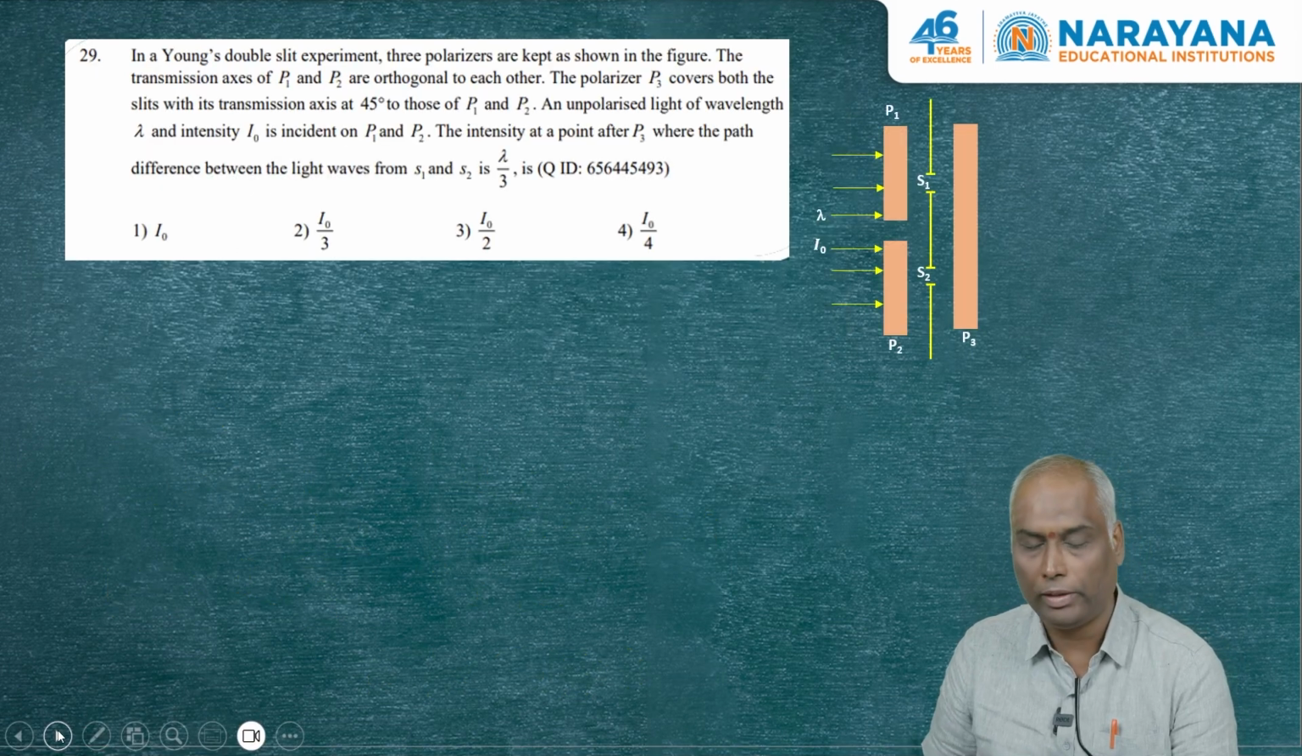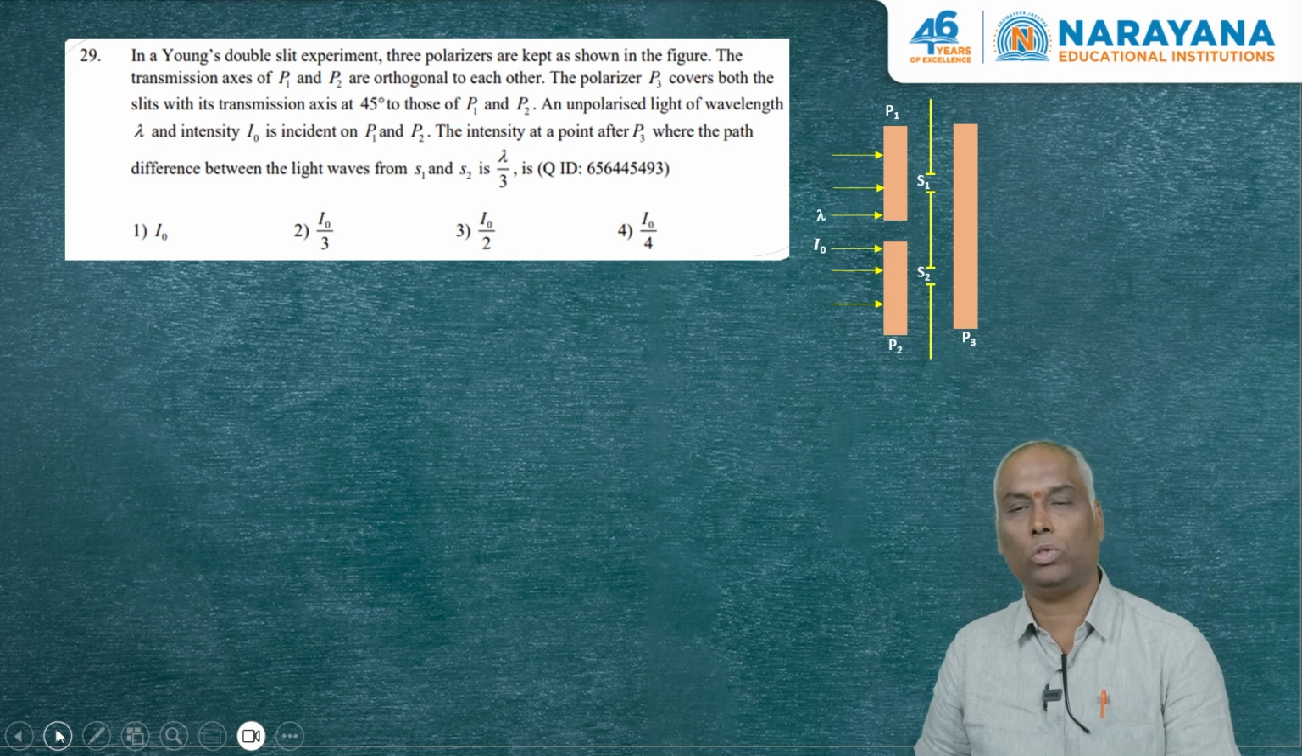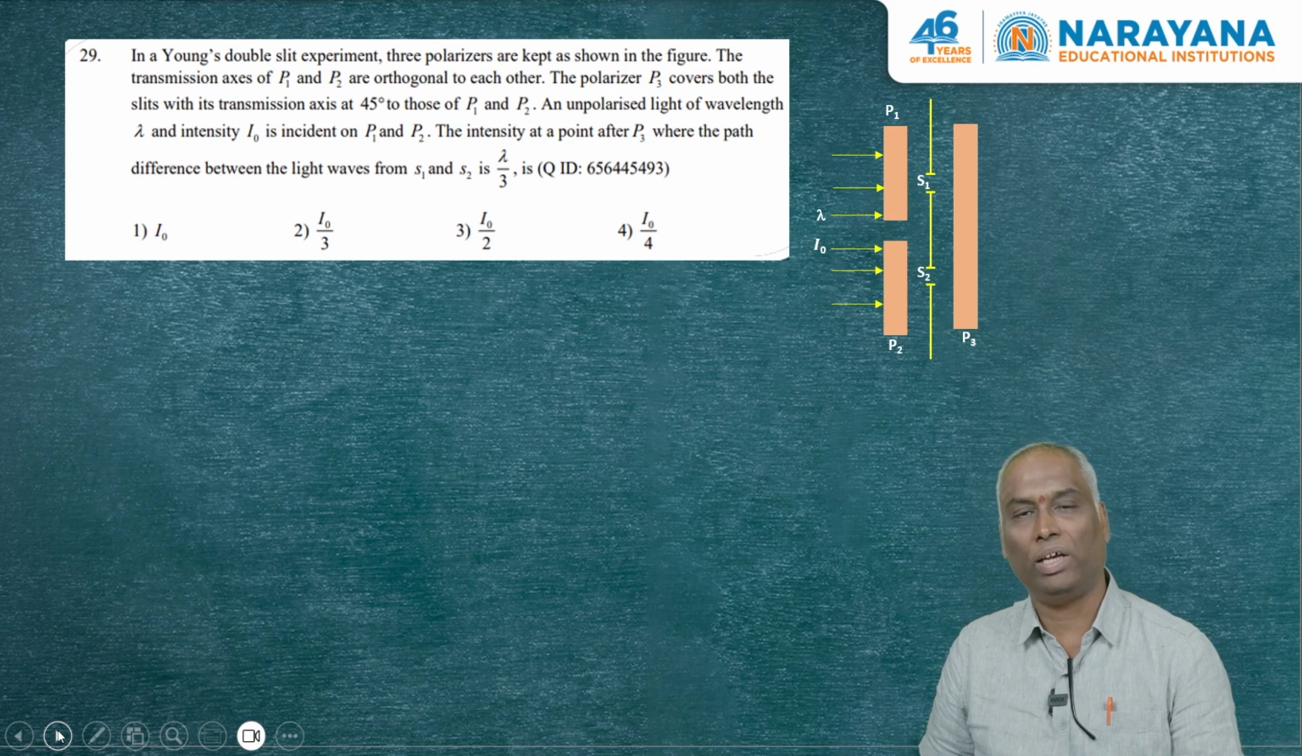Next, 29th question. In Young's double slit experiment, three polarizers are kept as shown in the figure. The transmission axes of P1 and P2 are orthogonal to each other. The polarizer P3 covers both the slits with a transmission axis at 45 degrees to those of P1 and P2. An unpolarized light of wavelength lambda and intensity I naught is incident on P1 and P2. The intensity at a point after P3 where the path difference between the light waves from S1 and S2 is equal to lambda by 3.